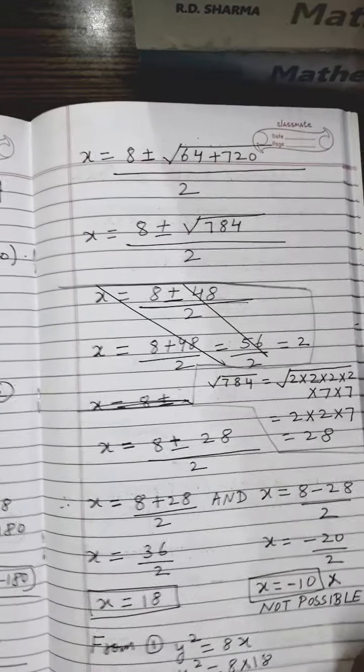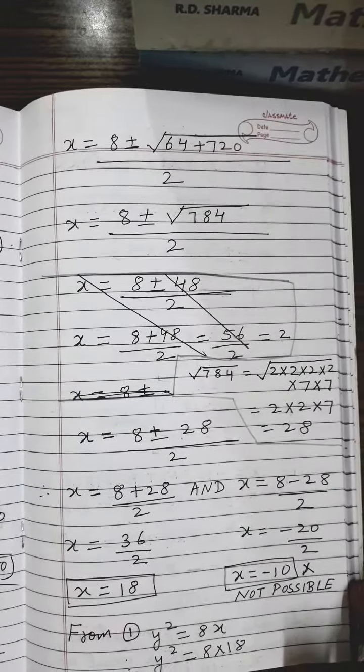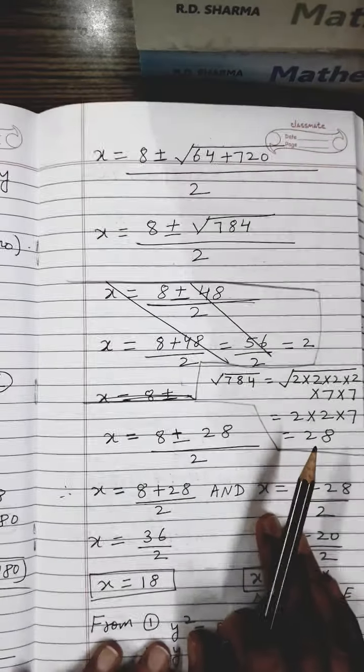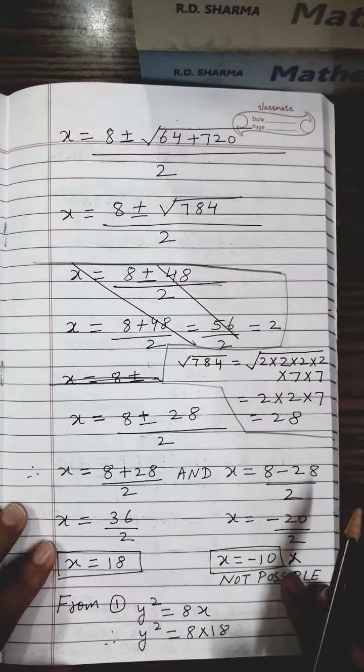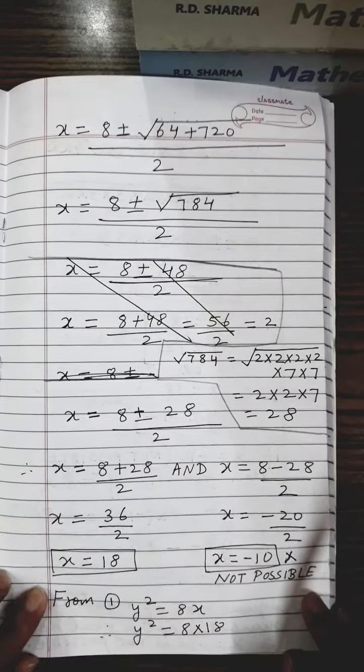So next step, come to the next step. You will get x equals to 8 plus minus root 64 plus 720 divided by 2.